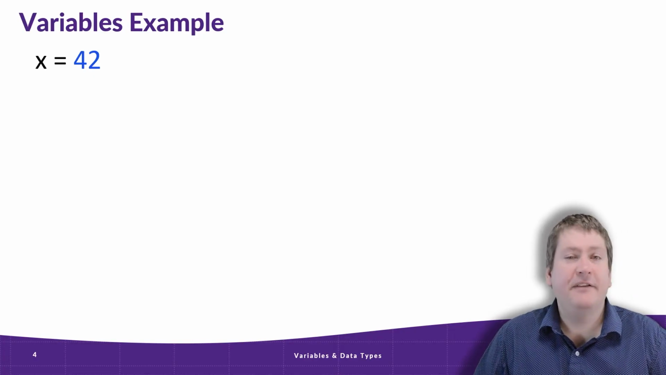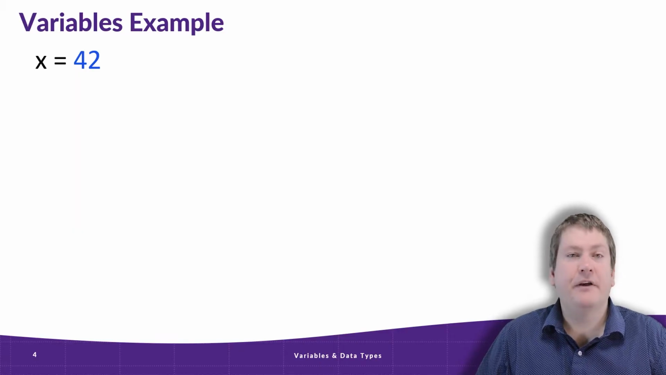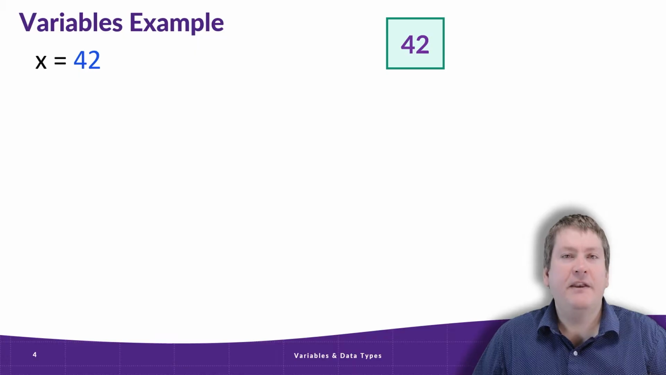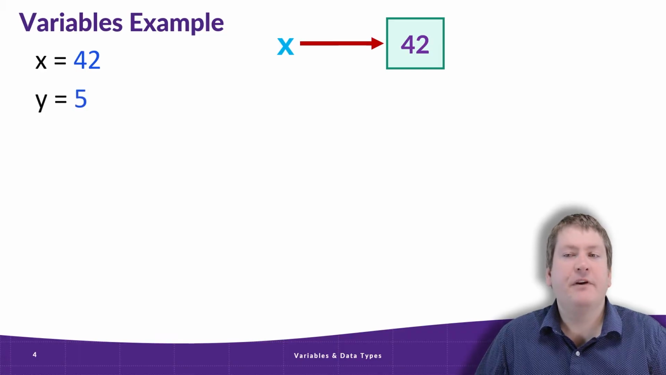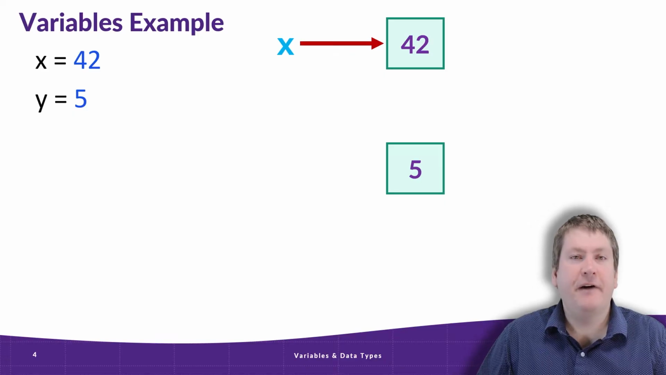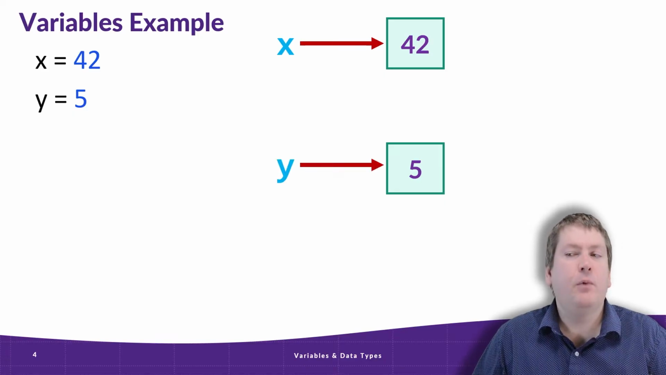So in this case, x equals 42 means that Python creates a new integer object with 42 in it, and then x is bound to that object. So x is sort of pointing at that object in the computer's memory. The next line of code is y equals 5, then the computer creates a 5 object in the computer's memory, and y points at that.